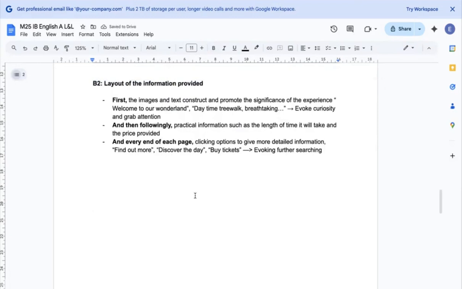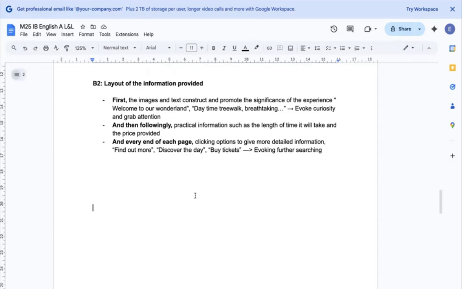Next point is about the layout of the information provided. Each page in this extract has a coherent structure, which must be carefully intended and designed. First, the images and text altogether construct the impression of significance of the woodwalking experience, such as first, you read words like welcome to our wonderland, daytime tree walk, breathtaking. So words evoke curiosity and grab attention in the first place.